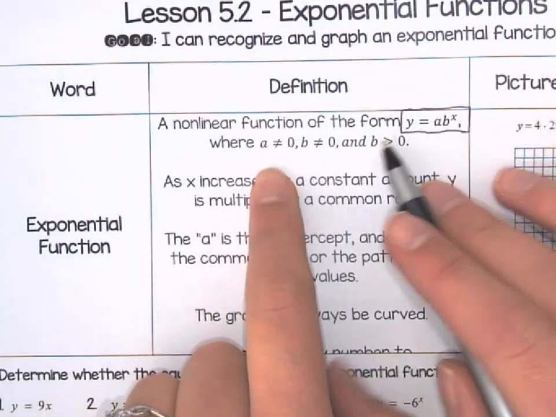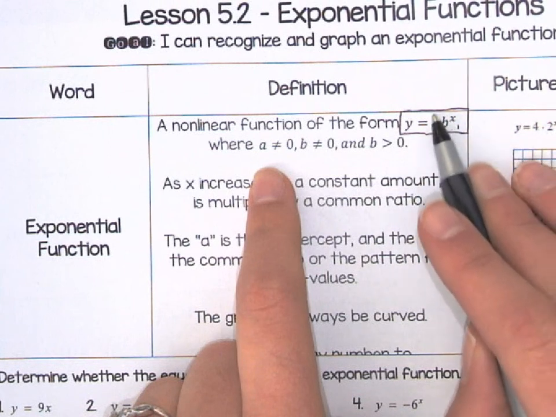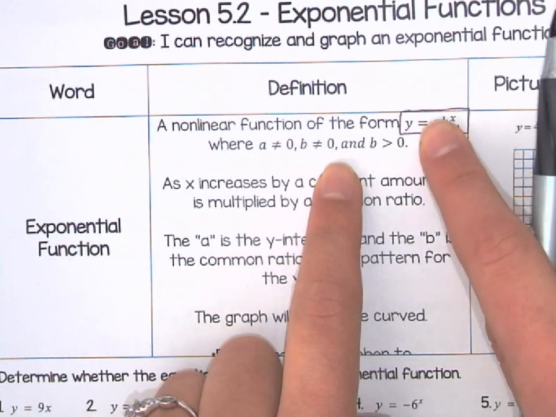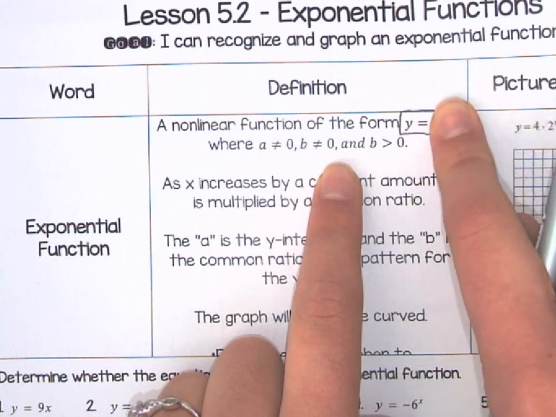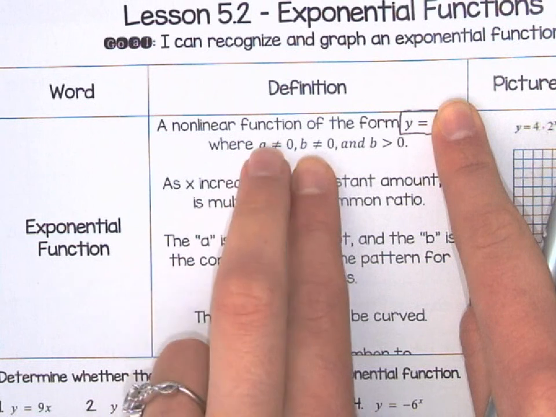So let's talk about what these mean. If a equaled 0, we'd get 0 times all this. This whole thing would equal 0 and we'd have no equation. Same if b equaled 0. Remember, if we times anything by 0, it goes away. So we don't want our formula to go away, so that's why a and b can't equal 0.